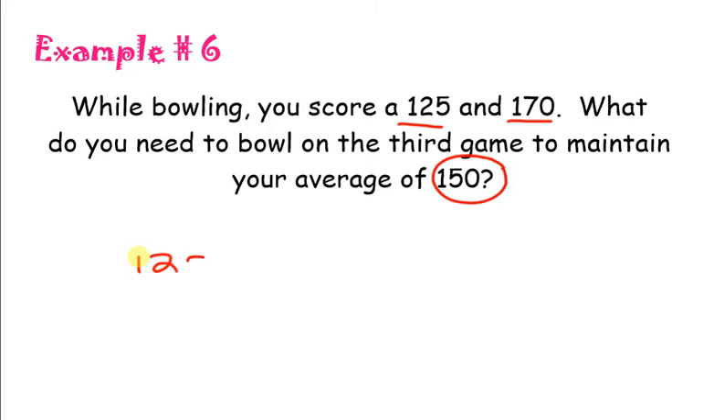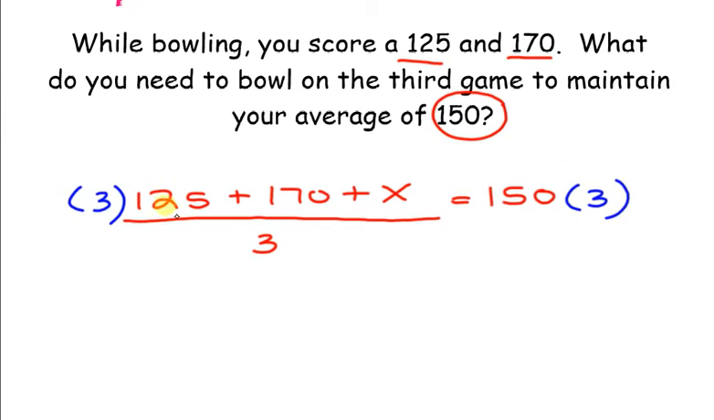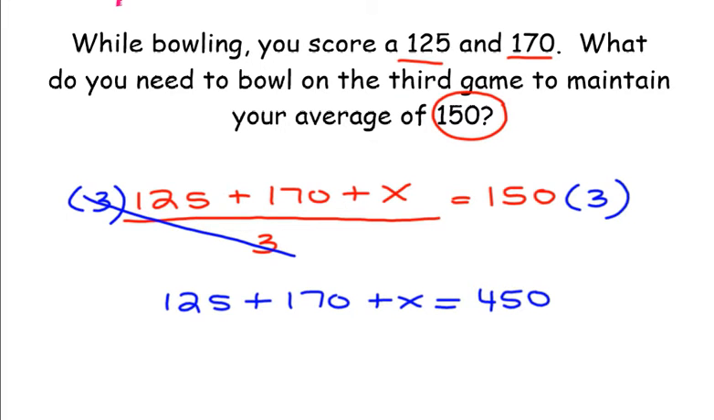So I have 125 plus 170, and then we always end with plus x. Divide by 1, 2, 3, and I need to have an average of 150. So the first thing I want to do is get rid of this divided by 3, so I'm going to multiply by 3. And these guys are going to cancel. I'm left with 125 plus 170 plus x equals, and when I multiply this together, I get 450.